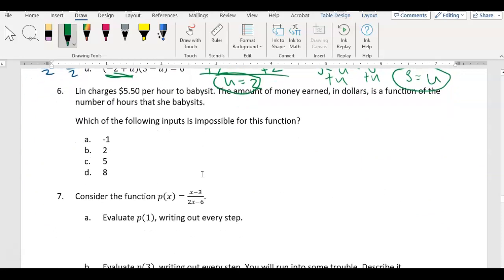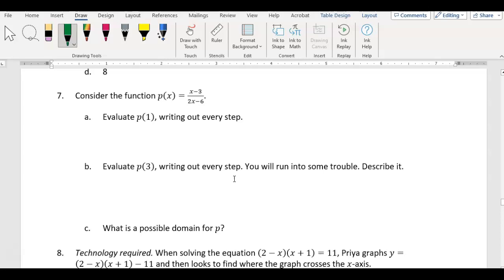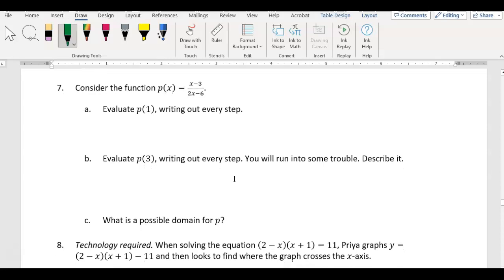Number 6, Lynn charges $5.50 per hour to babysit. The amount of money earned in dollars is a function of the number of hours that she babysits. Which of the following is impossible for this function? So inputs are number of hours she's babysitting, right? Function of time, so time is the input. So -1 is the only one that would not work here, right? Because we're not going to have negative hours. We won't make any money that way, and we can't really count time that way in terms of giving time to someone for babysitting.